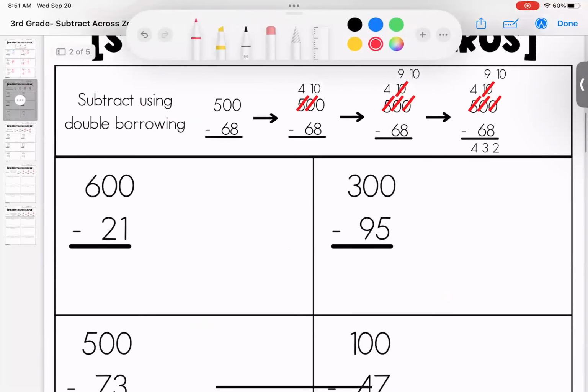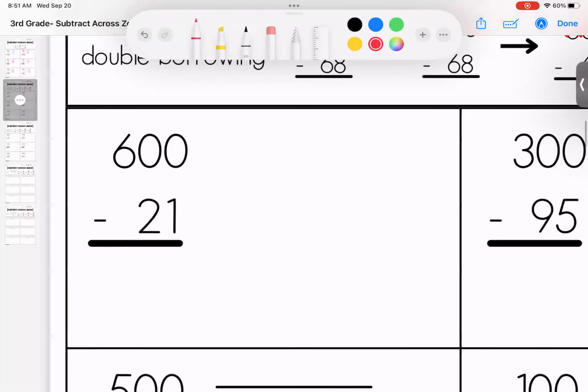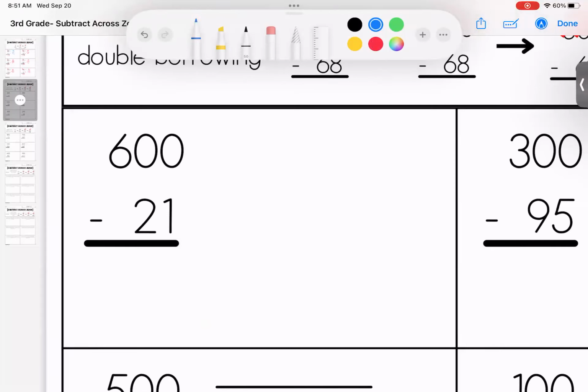All right, little loves, second page, looking at subtracting across zeros with the double borrow, or we can still do the distance dance. We're going to look at both because honoring both strategies and everyone's way of thinking is super important. So for this, 0 minus 1, I can't do.